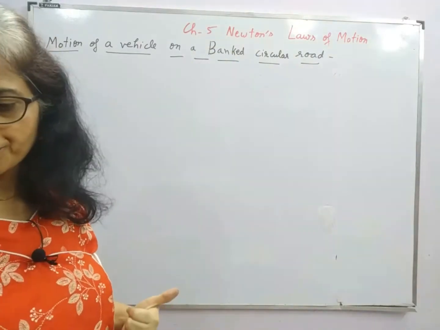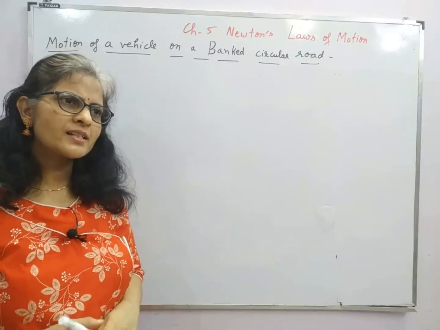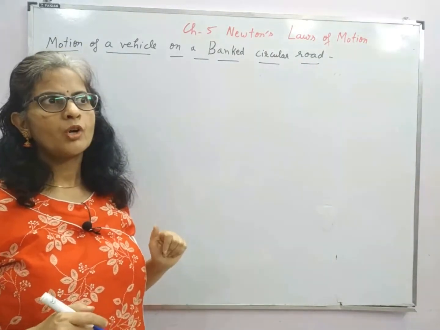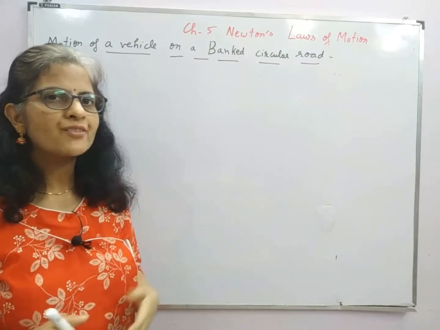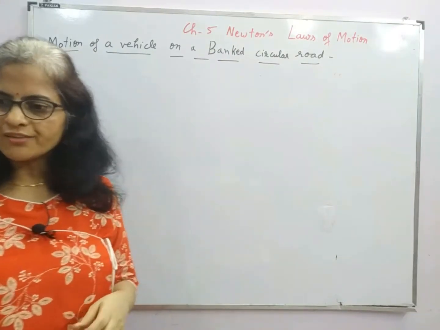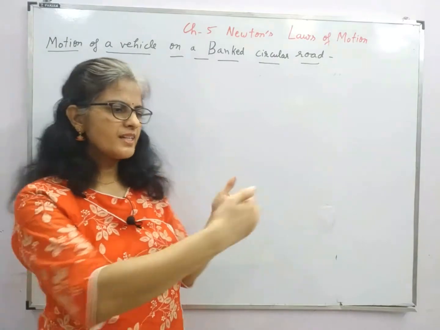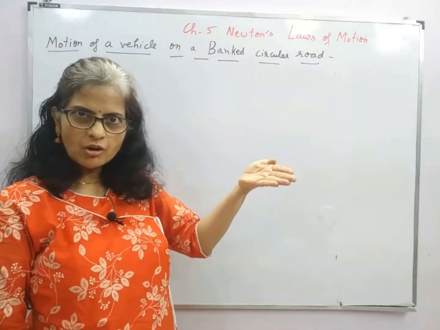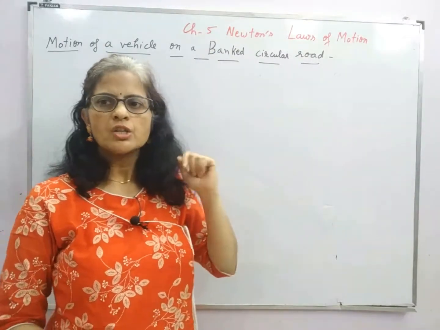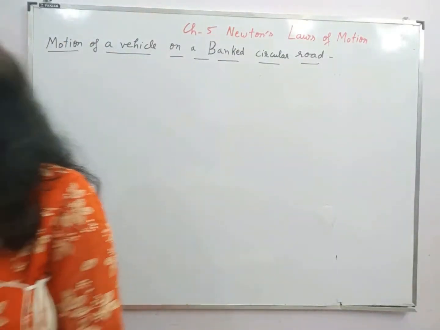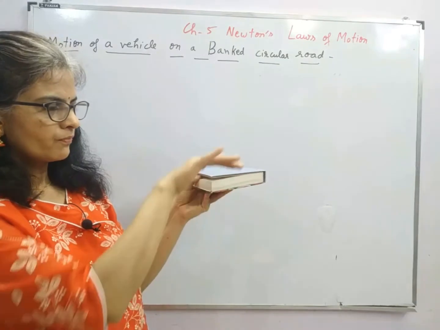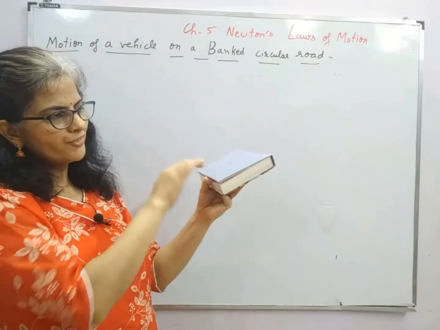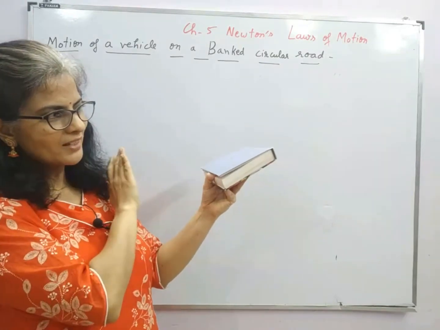So what is a banked road? Have you seen the circular tracks which are used for racing vehicles? Or in other words, have you seen the racing tracks? You must have seen that the racing tracks are not level. These are elevated on the outer side. So if I say that this is your level road on a circle, this is a part of that level circular road, then every part of that level circular road is elevated like this.